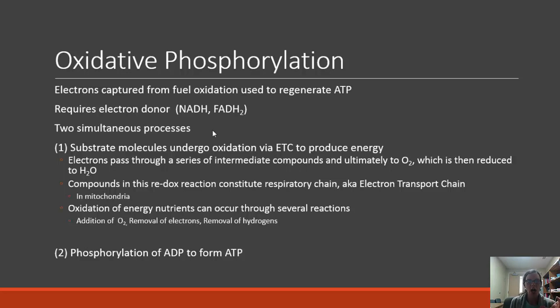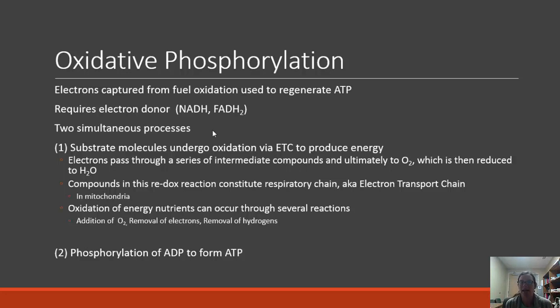The electron carriers are going to go to the electron transport chain. The electron transport chain is a series of intermediate compounds which are going to pass the electrons through them in a downhill reaction and ultimately pass these electrons onto oxygen to produce water. If this is confusing, don't worry, I've got some figures coming up.